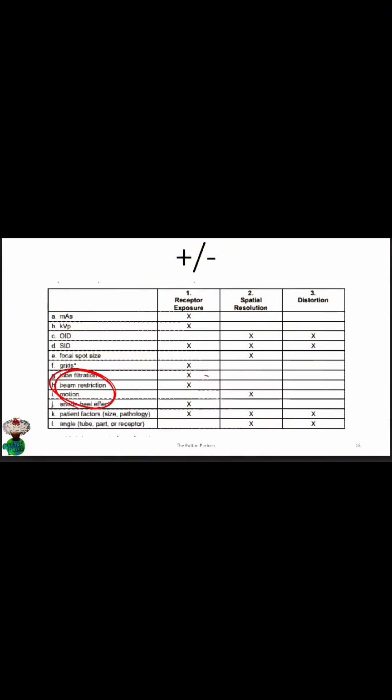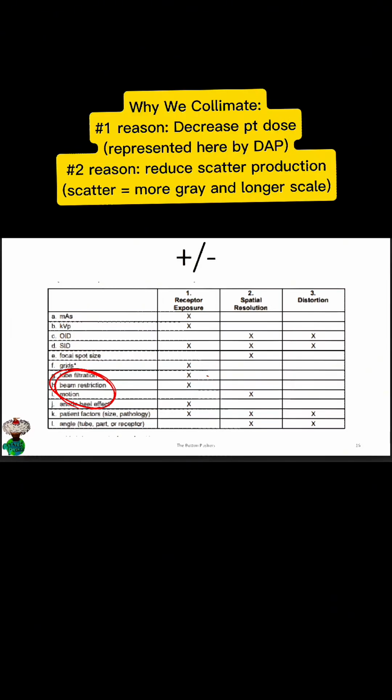Collimation only affects the IR exposure and the contrast due to the amount of scatter produced. So, opening collimation will increase IR exposure but decrease contrast due to more scatter being produced in the larger field of view, making it more gray. But the number one thing open collimation will do is super increase our DAP, or patient dose. Let's finish talking plus minus charts.